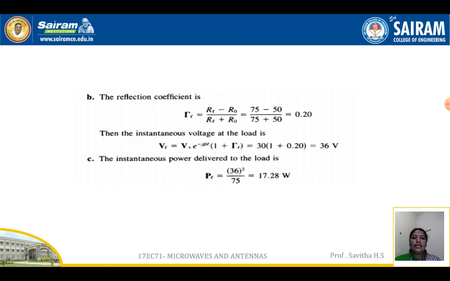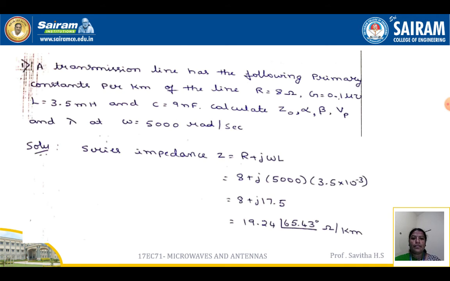Next, the instantaneous power delivered to the load, the third point. Power PL will be VL divided by ZL. PL is equal to 36 square divided by, instead of ZL I need to write only the RL value. So 36 square divided by 75 is 17.28.